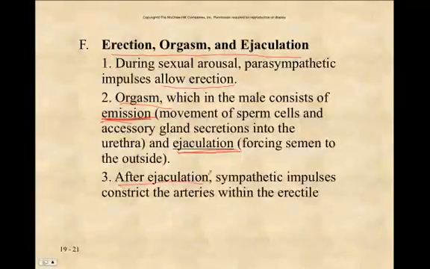After ejaculation takes place, the sympathetic nervous system takes over, and it does just the opposite. It's going to constrict the arteries within the corpus cavernosa and the corpus spongiosum. And once those arteries constrict, that erectile tissue will go back to its normal size. So again, remember that it's the parasympathetic nervous system that's going to dilate the blood vessels inside that erectile tissue, allowing erection, and then it's the sympathetic nervous system that will constrict the arteries and allow us to go back to normal.